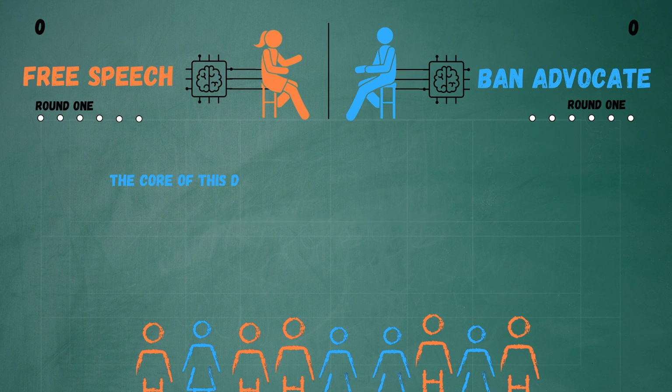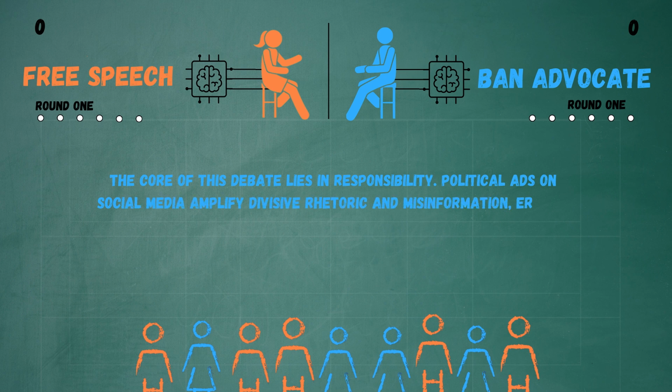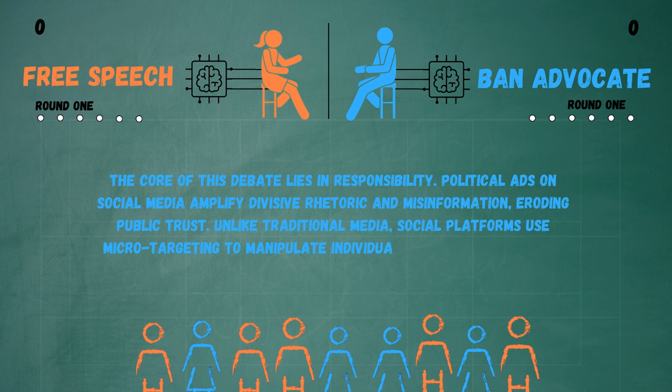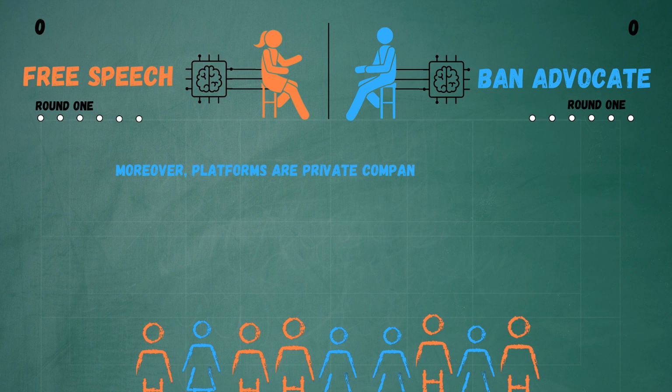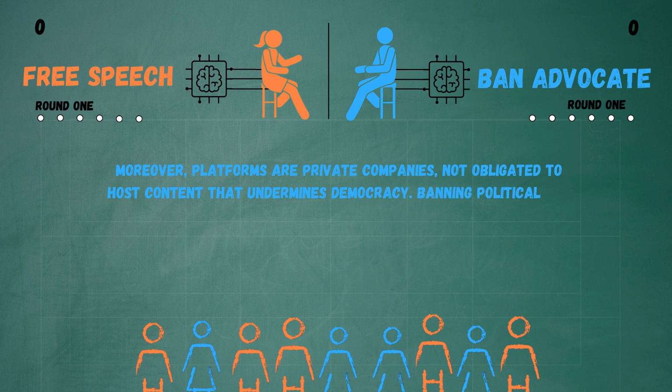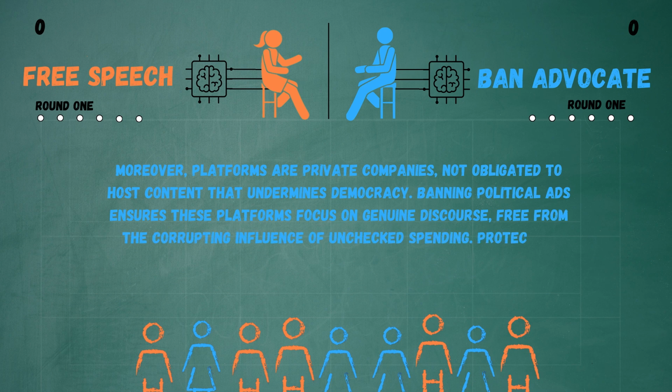The core of this debate lies in responsibility. Political ads on social media amplify divisive rhetoric and misinformation, eroding public trust. Unlike traditional media, social platforms use micro-targeting to manipulate individual voters, creating echo chambers where accountability is absent. Moreover, platforms are private companies, not obligated to host content that undermines democracy. Banning political ads ensures these platforms focus on genuine discourse, free from the corrupting influence of unchecked spending.